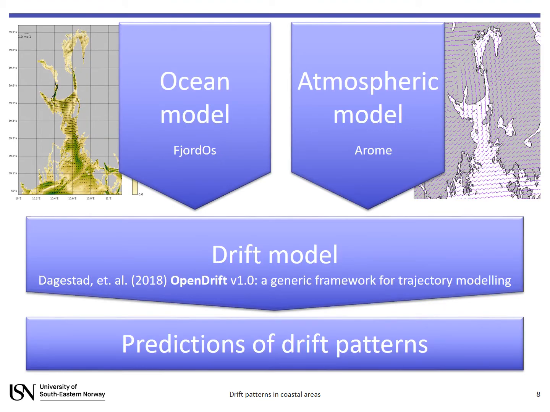The drift patterns depend both on currents and on wind, especially for items such as plastic pellets, which float in the surface. So we used our ocean model together with an atmospheric model in a Lagrangian drift model. We chose a drift model called OpenDrift, which is an open source model that we have relatively good experience with.